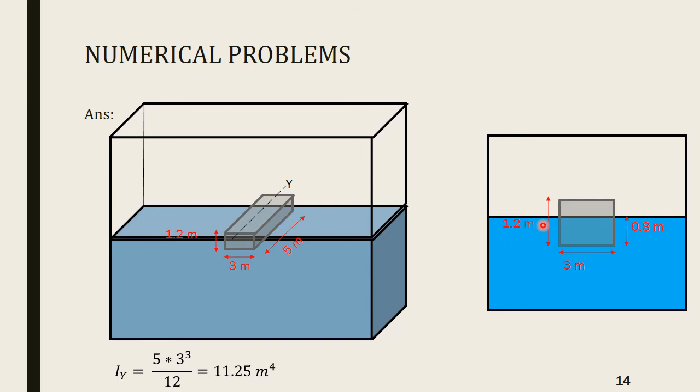And this depth of immersion is given to us, which means the position of center of buoyancy can be easily found out. Center of buoyancy is 0.4 meter from the base. The center of gravity is 0.6 meter from the base, which is half of 1.2. And so BG would be 0.6 minus 0.4, which is 0.2 meter.